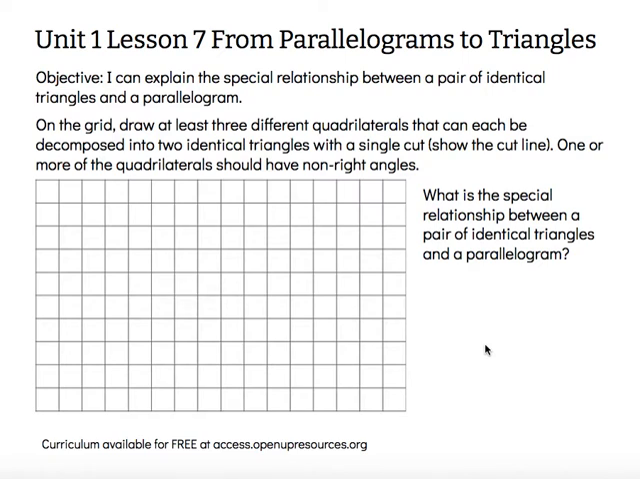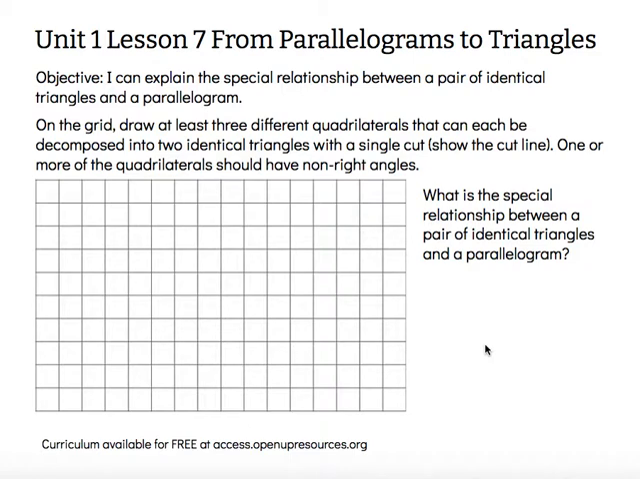This is Unit 1, Lesson 7, From Parallelograms to Triangles. The objective says, I can explain the special relationship between a pair of identical triangles and a parallelogram. On the grid, draw at least 3 different quadrilaterals that can each be decomposed into 2 identical triangles with a single cut. Show the cut line. One or more of the quadrilaterals should have non-right angles.